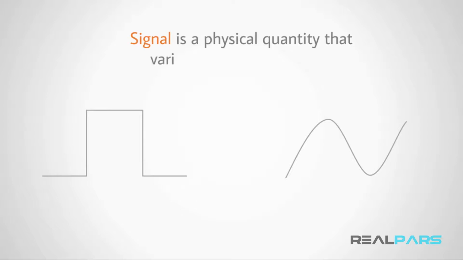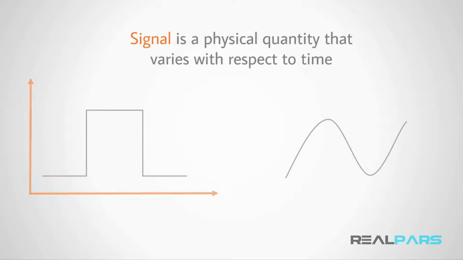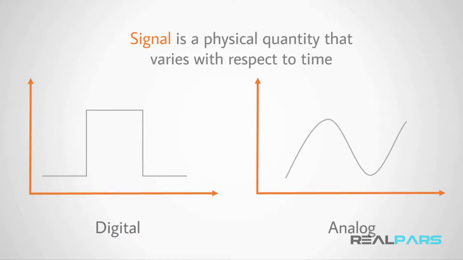Before introducing the PLC input and output modules, we want to talk a bit about different kinds of common electrical signals that are in the industry. Basically, a signal is a physical quantity that varies with respect to time. In general, we have two types of electrical signals in industry that are widely used: digital signal and analog signal.